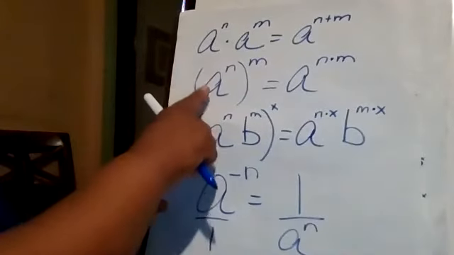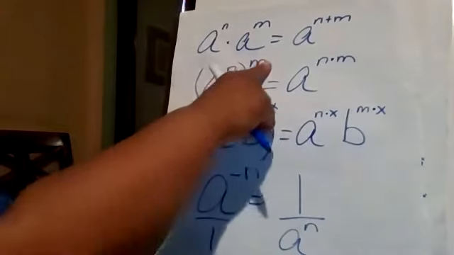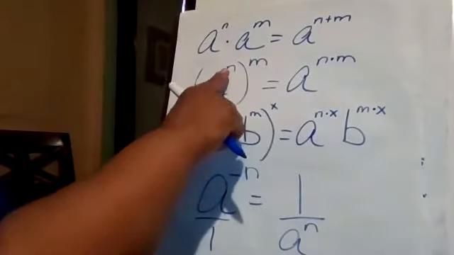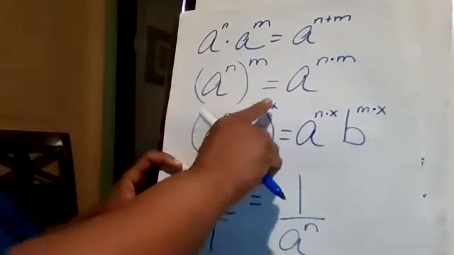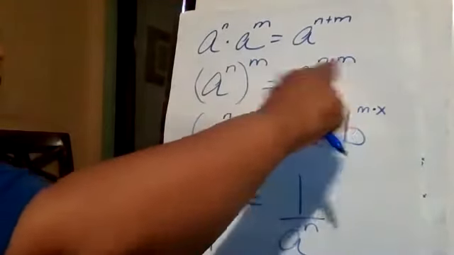With this one right here, we have a power raised to a power. So if you have a power raised to a power, you multiply the exponents. You end up with a to the n times m.